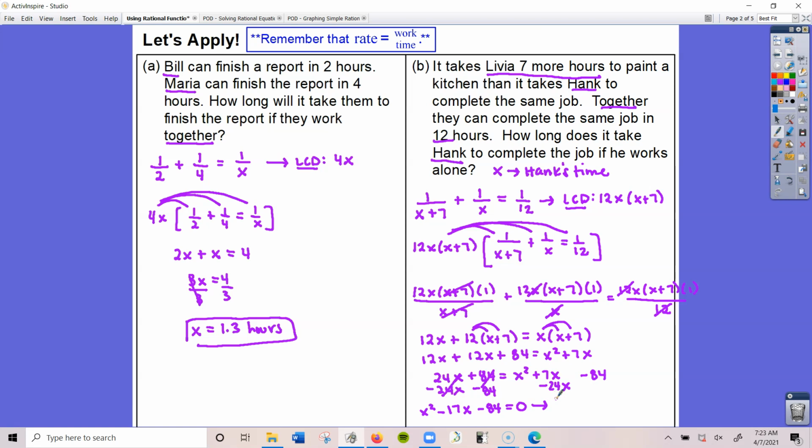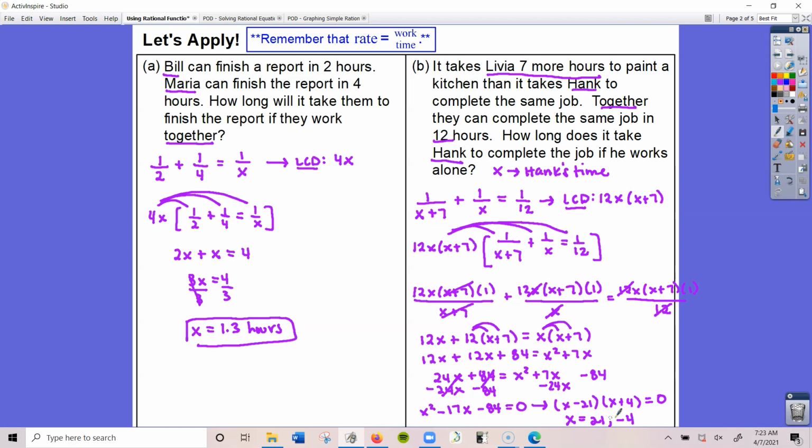Now the two numbers that multiply to give us negative 84 and add to give you negative 17 are negative 21 and positive 4. So our factors would be x minus 21, x plus 4. Make it equal to 0. And now we solve for x. So we get that x is equal to 21 and negative 4.